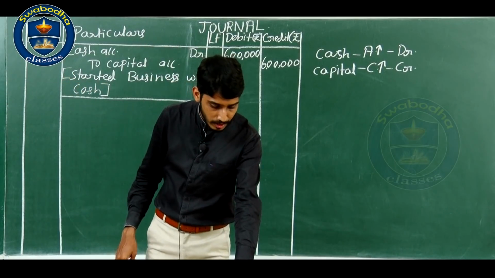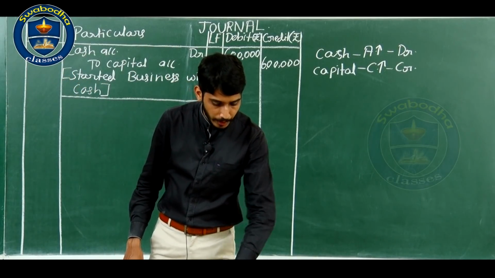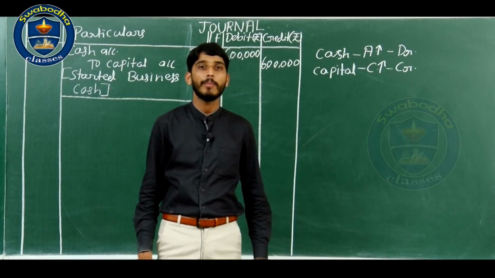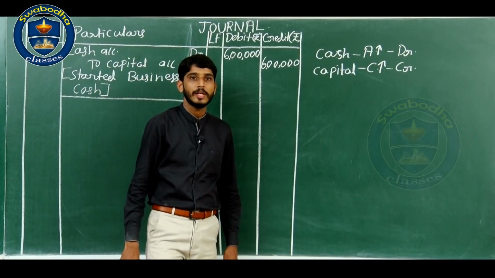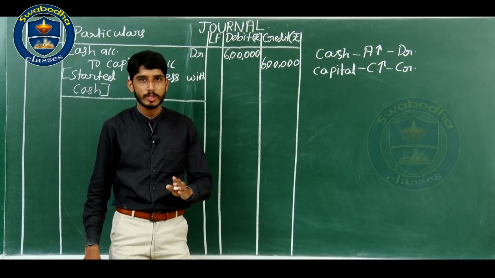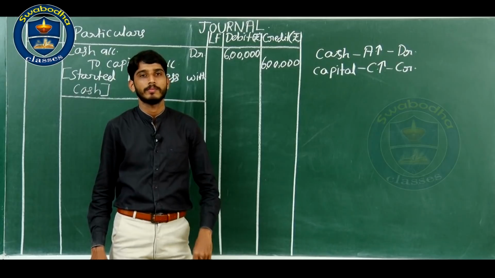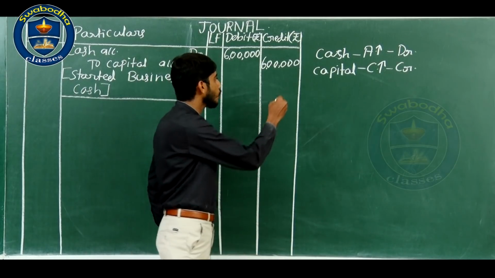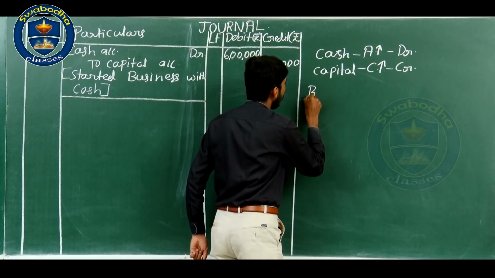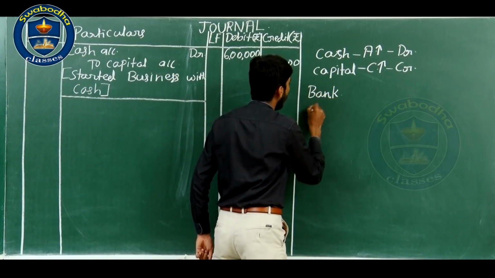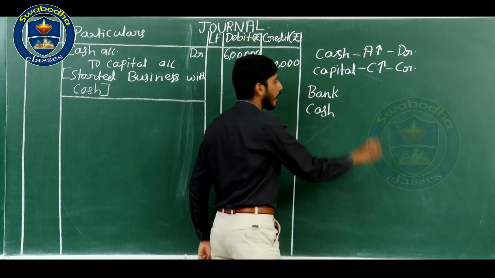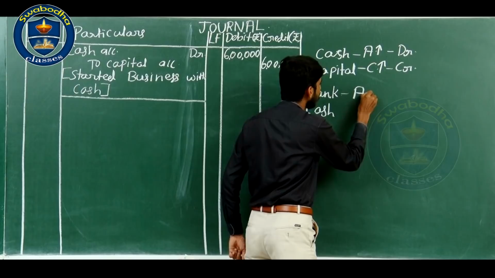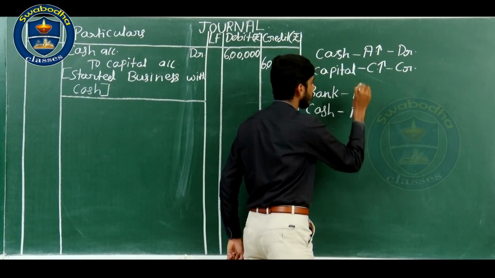Second transaction, rupees 4,50,000 deposited in a bank account. You have deposited 4,50,000 into your bank account. Find out the two accounts involved. The two accounts involved are bank account and cash account. Bank is an asset. Cash is also an asset.